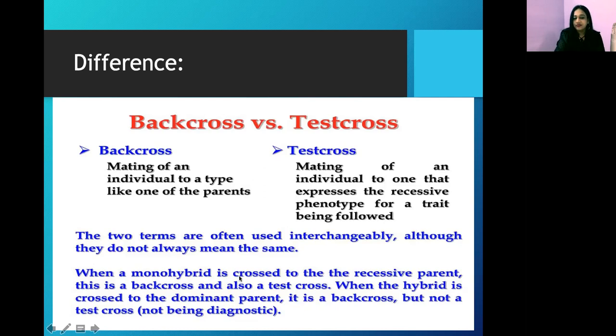The reason is here, in a monohybrid F1, when you cross with the recessive parent, this is a backcross and also a test cross. Why? Because we are going to test the genotype of that unknown parent and we are going to cross back with the parent. That's why we call it both backcross and test cross. But when the hybrid is crossed with the dominant parent, that cannot be a test cross because that is not used to test or to know the progeny with the parents, right?